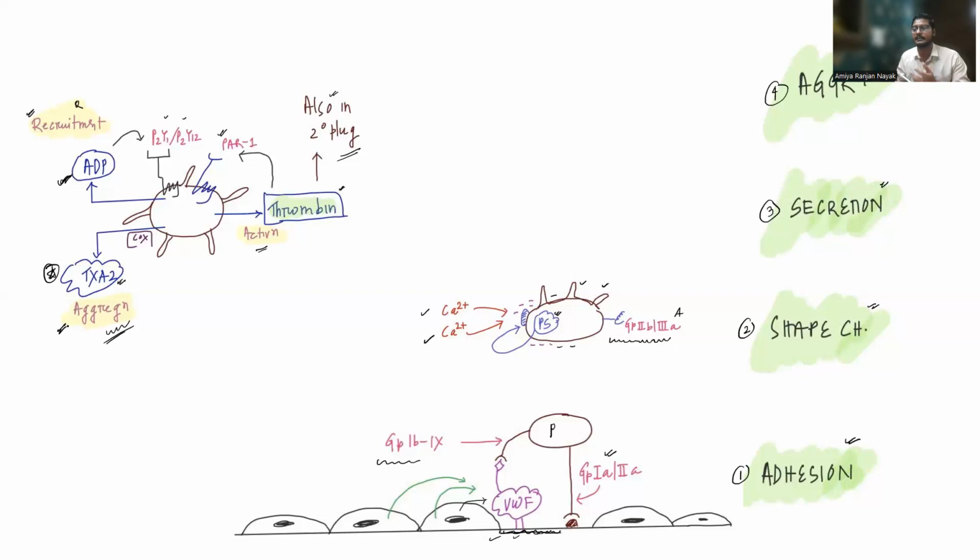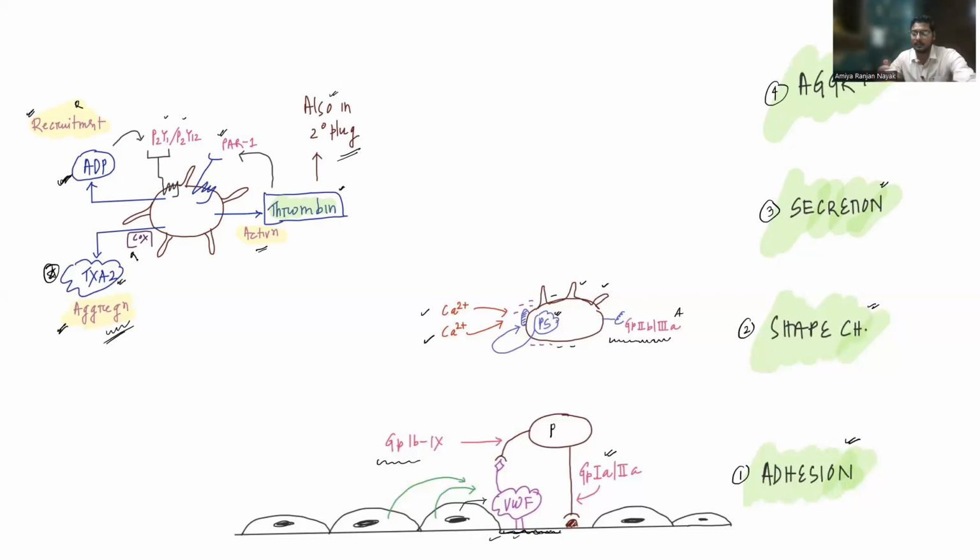Thromboxane is synthesized from the arachidonic acid, which is present in the phospholipid bilayer, with the help of cyclooxygenase. So this is important to understand. This cyclooxygenase helps in forming thromboxane A2 from the arachidonic acid present in the phospholipid bilayer. You must have studied this in the chapter of inflammation also, the process of prostaglandin synthesis. Now this thromboxane A2 will help in aggregation.